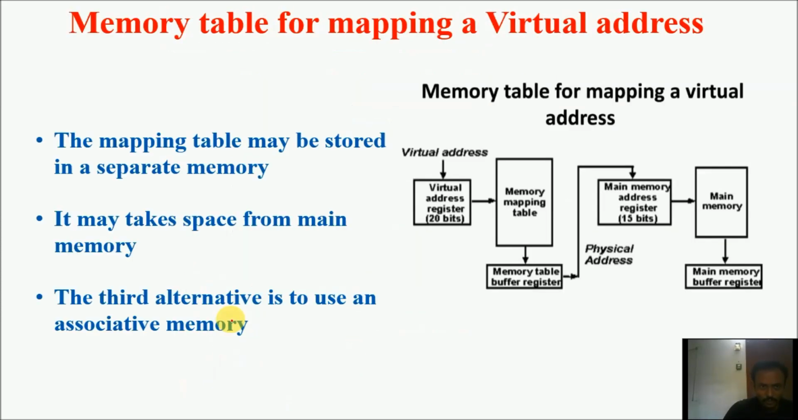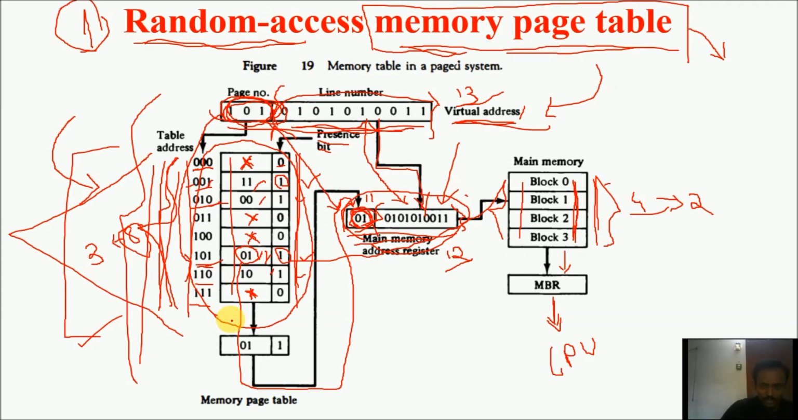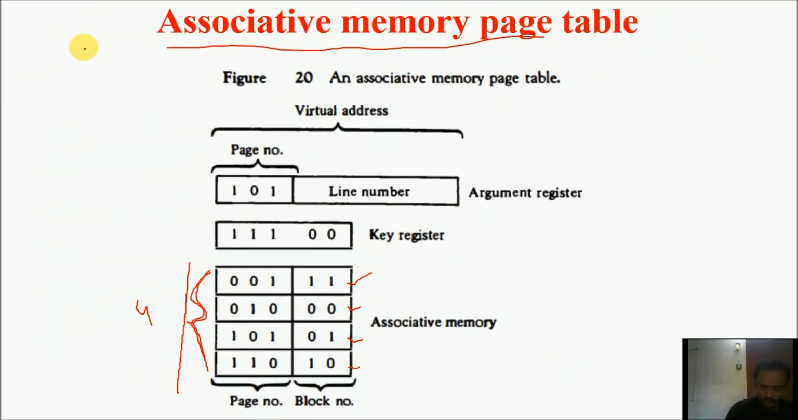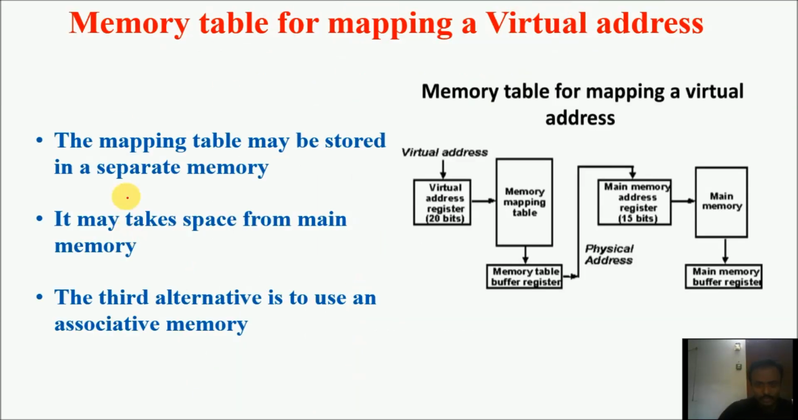So these are the 2 important techniques of mapping. One is using the random access memory page table, and another is the associative memory page table. To store this page table in your system, you require some location or memory. So how can we store this page table? We can store this page table in 3 different ways.